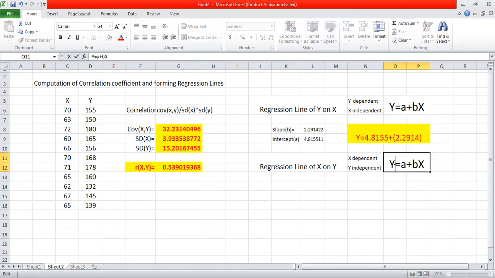That is x equals a plus by. So this is the equation of the regression line of x on y. Now we have to find the a value and b value, where a is the intercept and b is the slope. First, to find the slope value, slope is nothing but b.